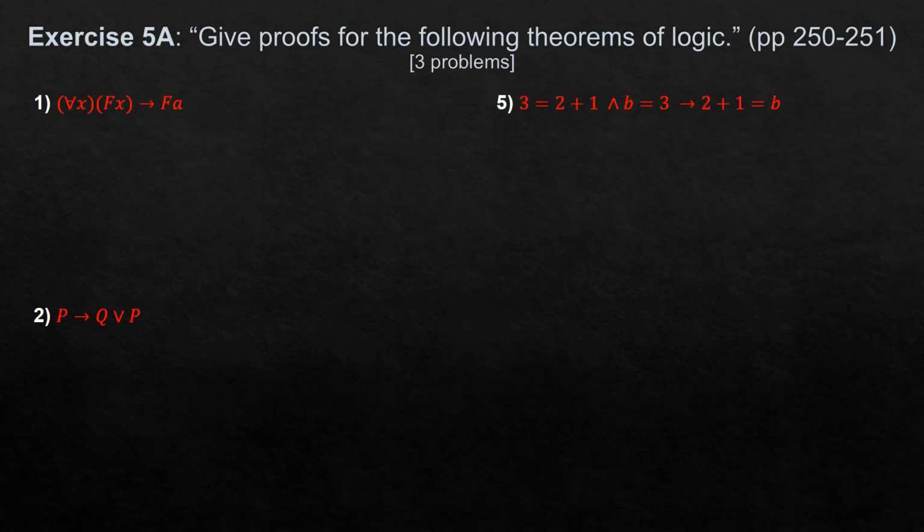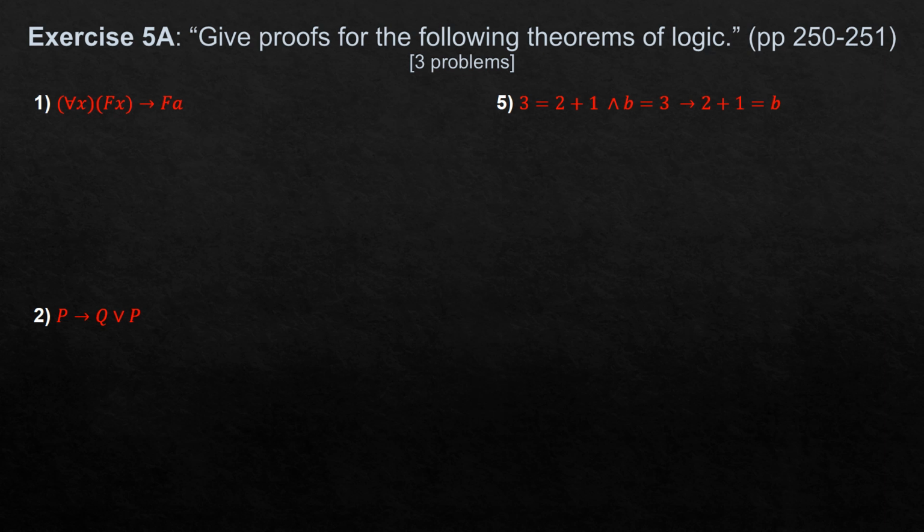Briefly, let's look at exercise 5a, and we'll do 3 problems. It's kind of interesting because we're to give proofs for the following theorems of logic. For example, theorem 1 is that for all x, if x is an f, then a is an f. Intuitively, that's correct. It has to be a true statement, but how could we actually prove that?